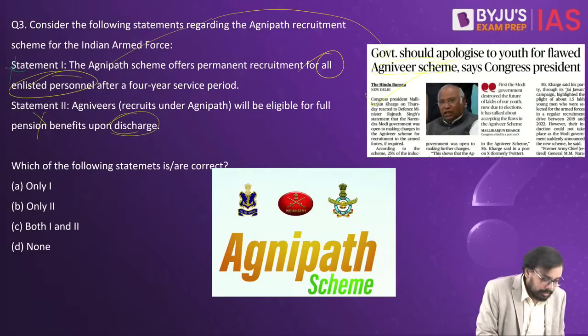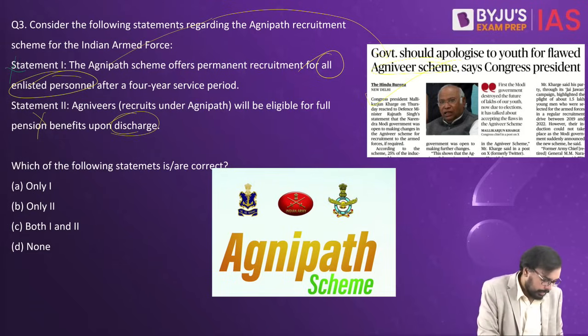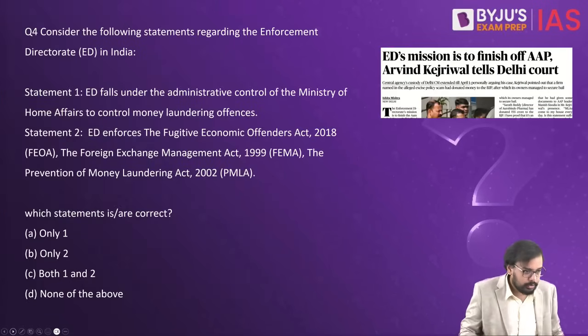So again, both the statements are wrong. If both the statements are wrong, what has to be the answer? The answer has to be D. So the answer is D. Fine. So we'll go to the next topic of the day.